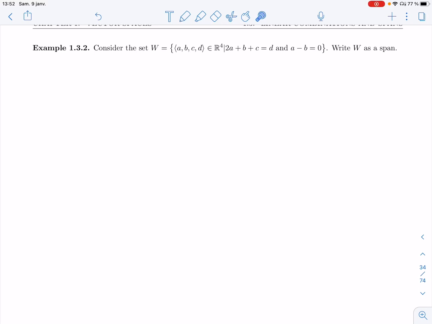All right, welcome back. In example 1.3.2, which we'll cover in this video, we'll look at the set of all vectors in R4 that fit two equations, 2a plus b plus c equals d, and a minus b equals 0. We're asked to write W as a span, so we need to find a set of generators S, so that span of S is W.